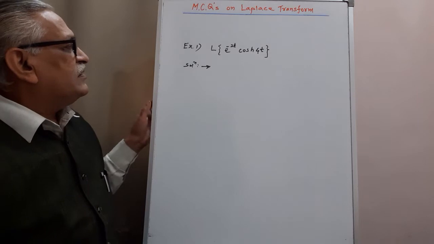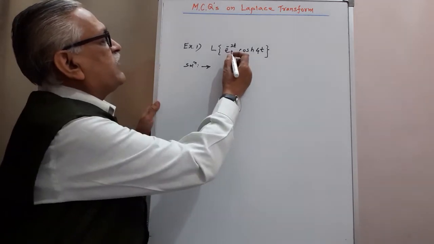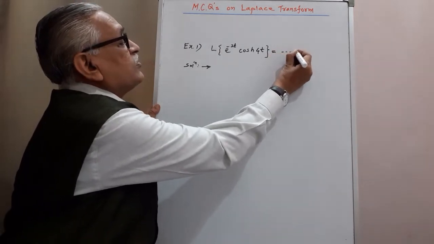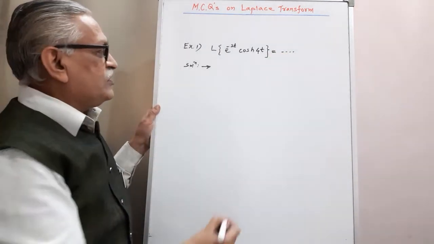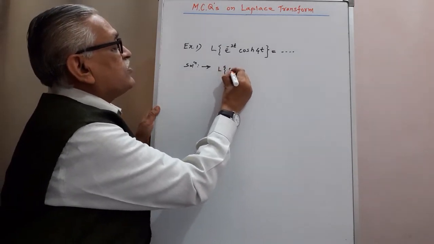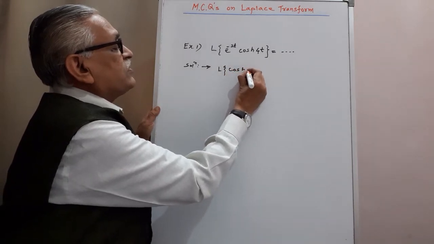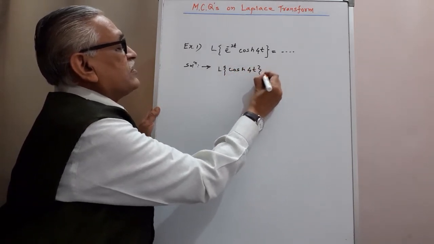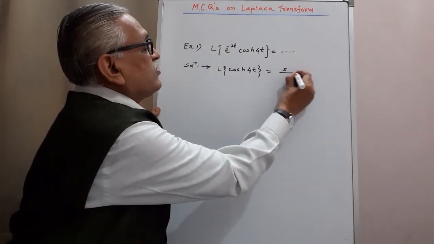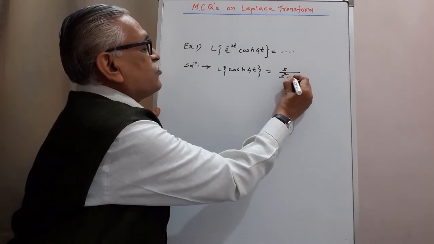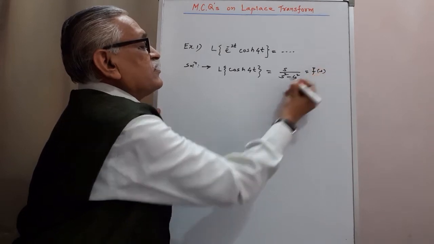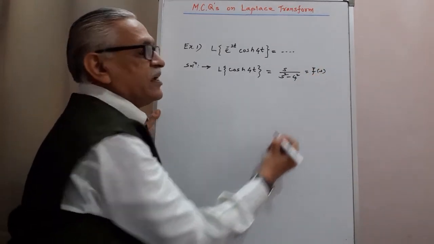First example: Laplace of e raised to minus 2t cos h 4t is equal to, we have to select the correct option out of the 4. For that, we know that the Laplace transform of cos h 4t, as per the standard result, is s upon s square minus 4 square. We call this f bar of s, with the condition s greater than 4.